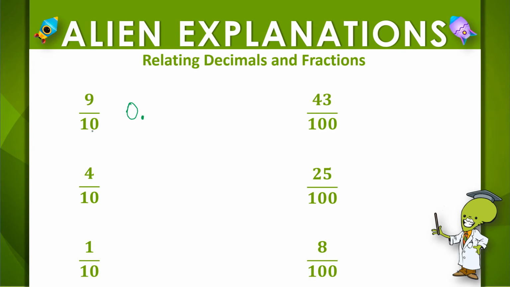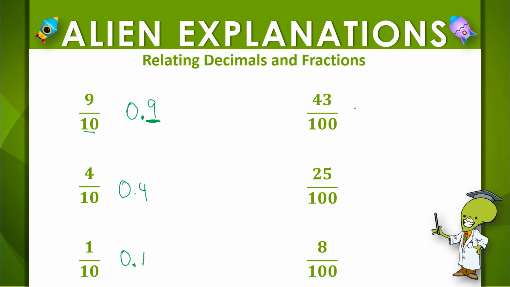So in this problem, I have 9/10. Well, the tenths represent the first place value spot behind the decimal point. So 9/10 we can write as 0.9, or 4/10 as 0.4, or 1/10 as 0.1.